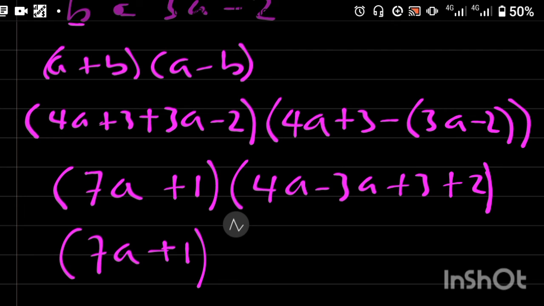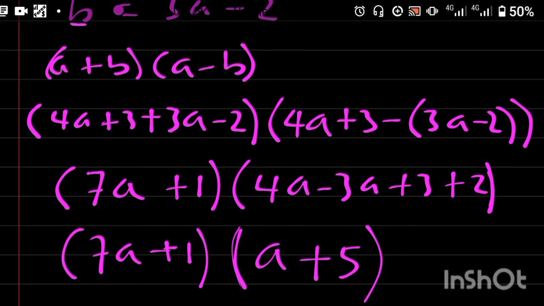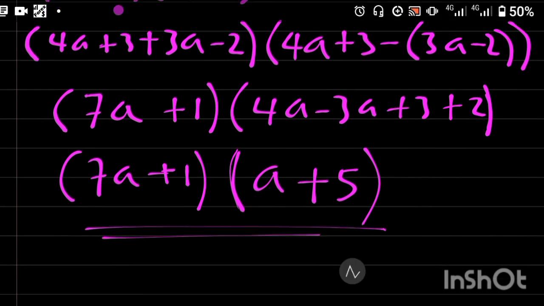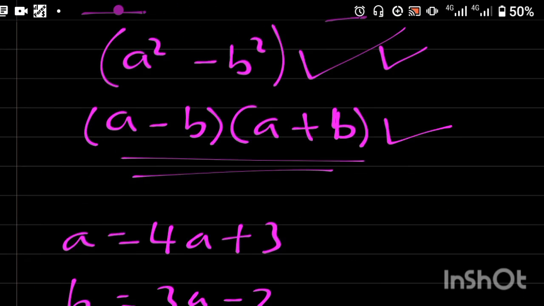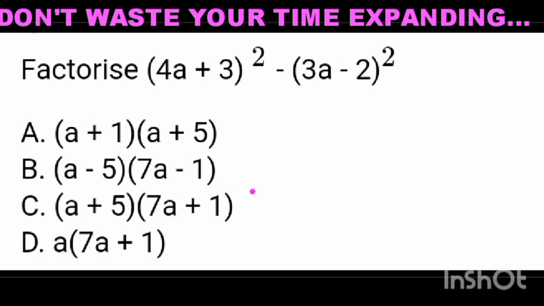into bracket (a + 5). This is my final answer to this question: (7a + 1)(a + 5). Option C is the correct answer. (7a + 1)(a + 5).